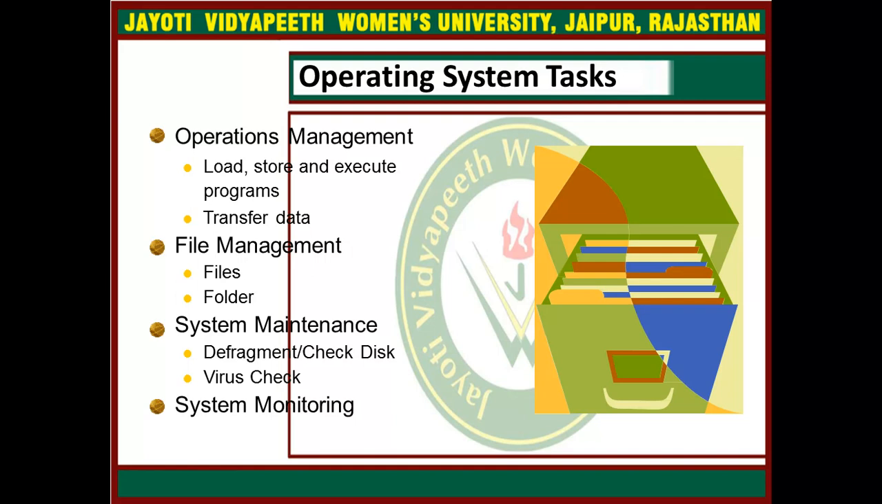Now come to the operating systems. Operating system is what? Operating system is to operate. So what is the definition of operating system? Operating system is basically an interface between the computer, or you can say user, and the computer hardware.